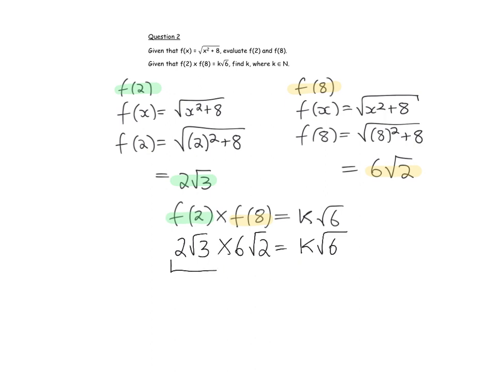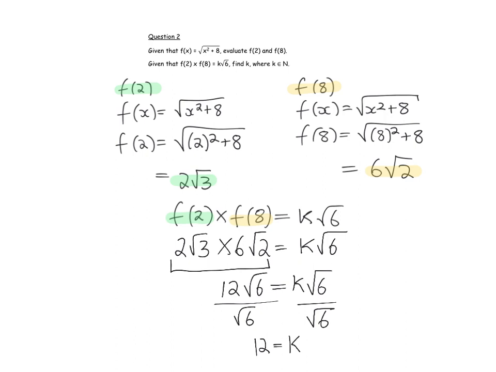So I'm going to pop this into my calculator. When I put that into my calculator, I get the answer of 12 root 6. So we'll get k root 6. We can divide both sides by root 6 then, because both sides have a root 6. And we get 12 is equal to k, or you can write k is equal to 12. And that's that question finished.